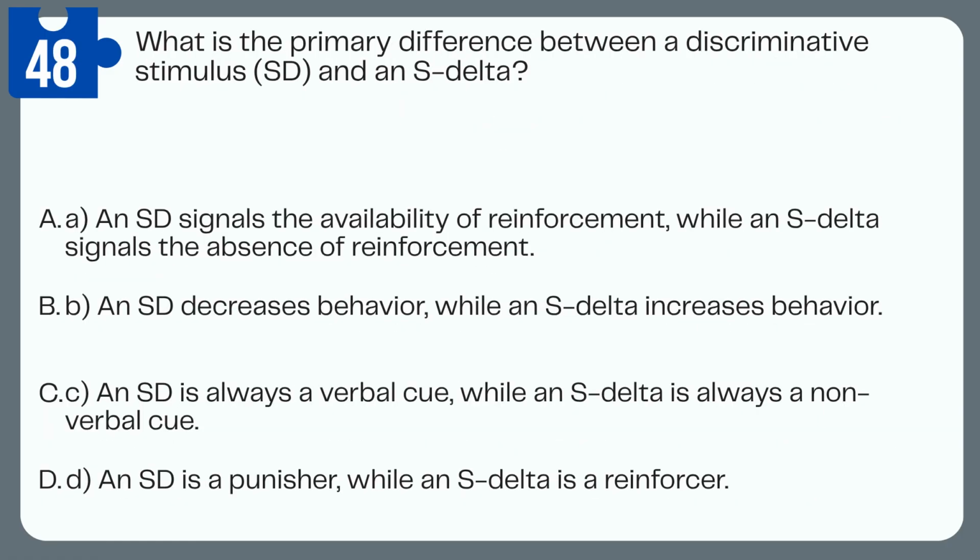Question 48. What is the primary difference between a discriminative stimulus, SD, and an S-delta? A. An SD signals the availability of reinforcement, while an S-delta signals the absence of reinforcement. B. An SD decreases behavior, while an S-delta increases behavior. C. An SD is always a verbal cue, while an S-delta is always a nonverbal cue. D. An SD is a punisher, while an S-delta is a reinforcer.